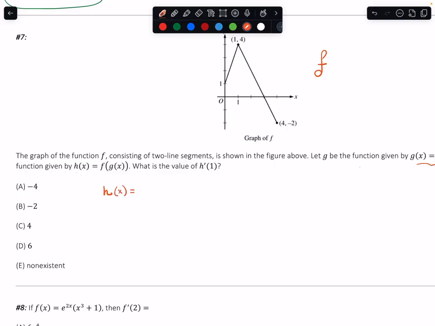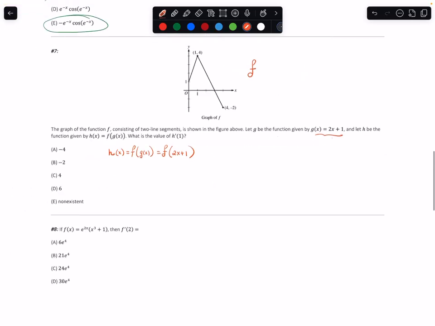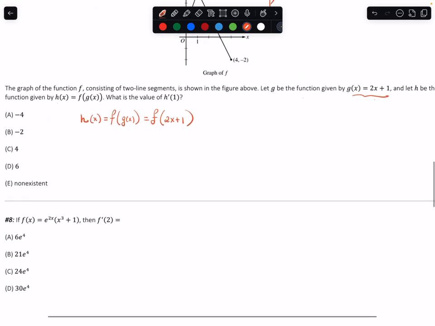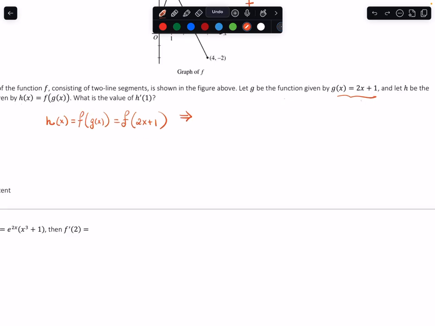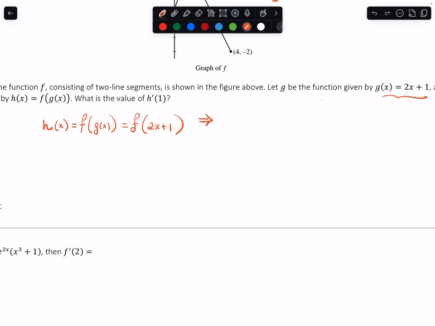So maybe let's take a little note here. h of x, which is f of g of x, we could say is f of 2x plus 1, because that's what g is. Okay, and that might make life a little better here. I don't know. We're about to find out when we differentiate. I think what happens here, though, blows people's mind at first.